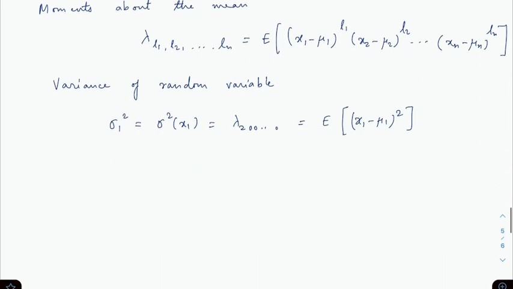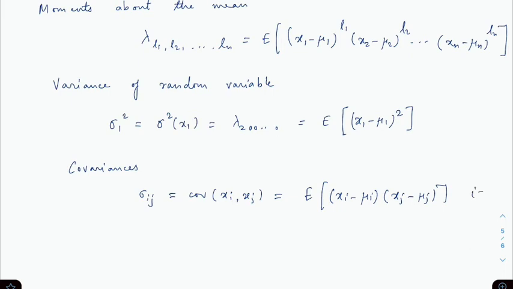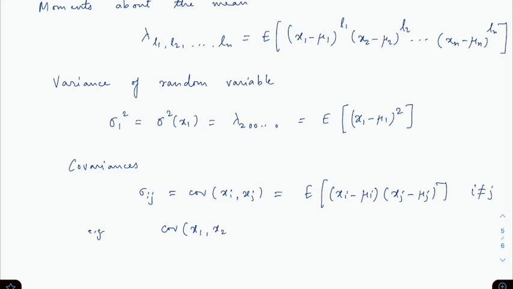This idea can be extended to covariances as well. You can calculate sigma ij, the covariance of xi and xj, which is again the expectation value of xi minus mu i times xj minus mu j. Now this is for i not equal to j. As an example, the covariance of x1 and x2 is given by lambda 1 1 0 0 0 and so on.